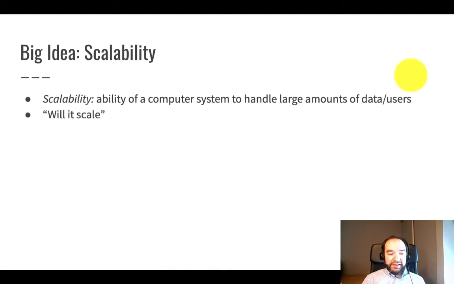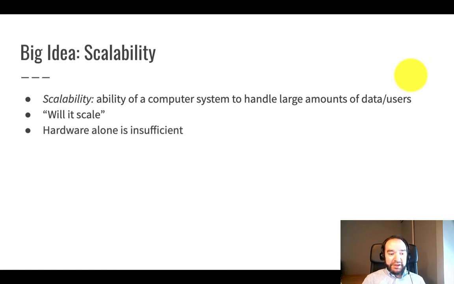There's a mantra in software engineering called will it scale? So that involves asking this question. If we take this idea of yours, implement this feature, sure, it might work on a little test case on your personal computer, but would it scale up to the number of users or volume of data we would have in the real world?